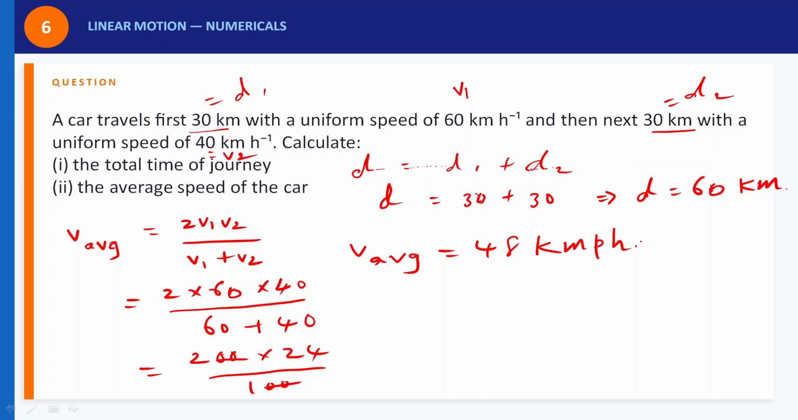So this is the average speed of the car. Now we need to find the time. We have a formula for average speed. Average speed equal total distance by total time taken. So V average equal to total distance D by total time taken. From that I will write time t equal to total distance by average speed.